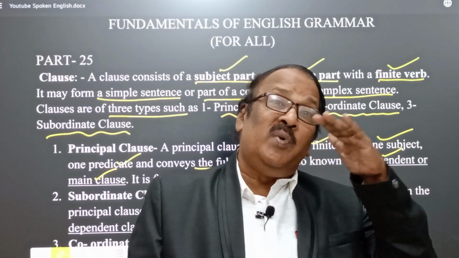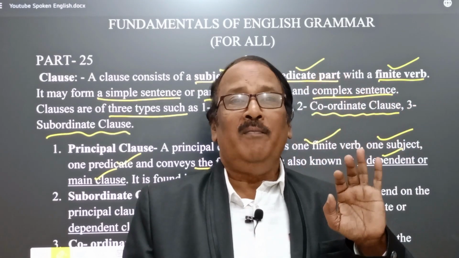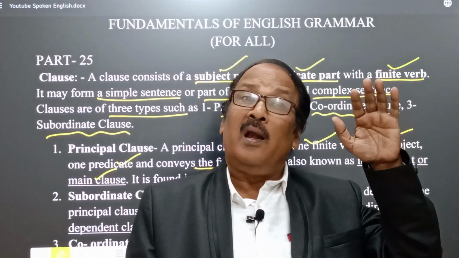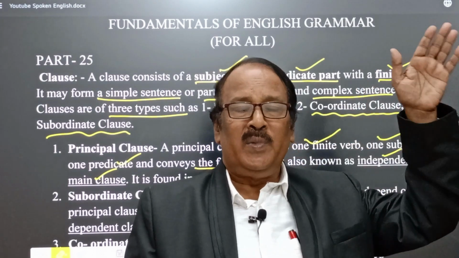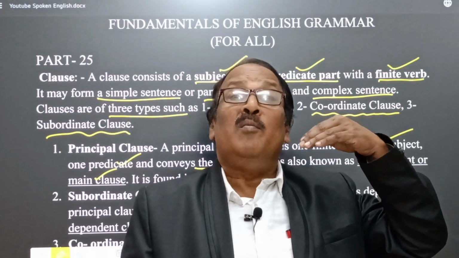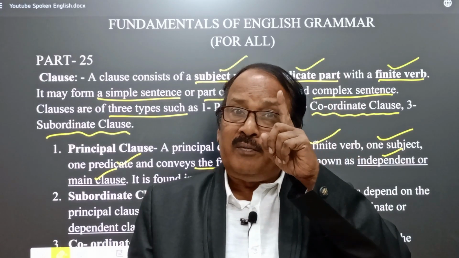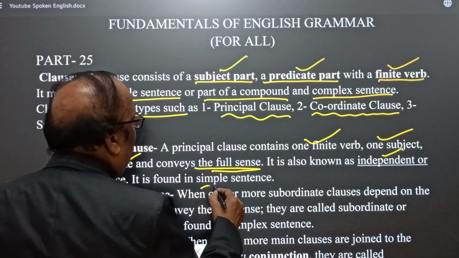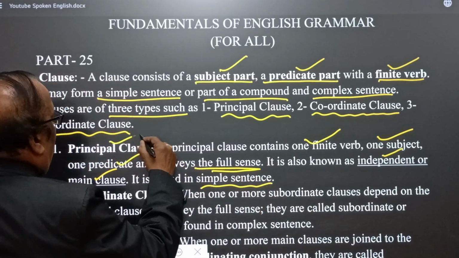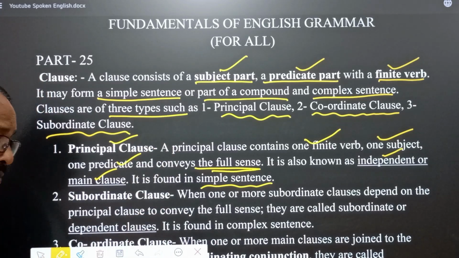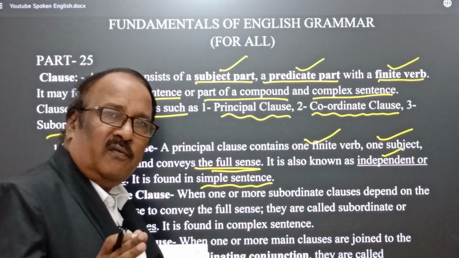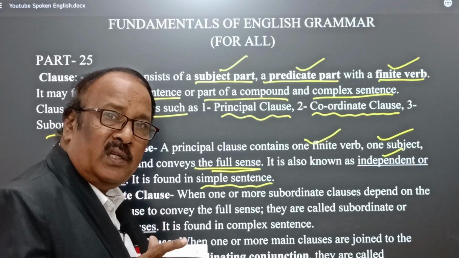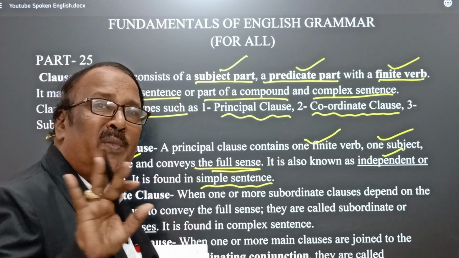Simple sentences are of five types, which we will discuss, and all these types of simple sentences can be expressed with the help of one clause. It is found in a simple sentence. Naturally, simple sentence, principal clause. It means one clause is enough for a simple sentence in expressing complete meaning.